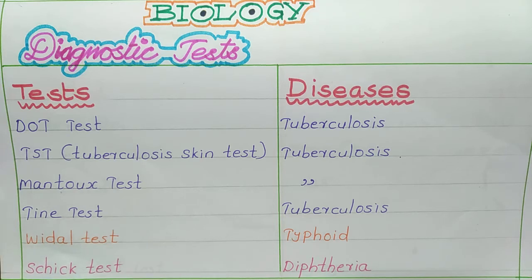Next one is the Widal test. The Widal test is for the diagnosis of typhoid. Next one is the Schick test. The Schick test is used for the diagnosis of diphtheria.